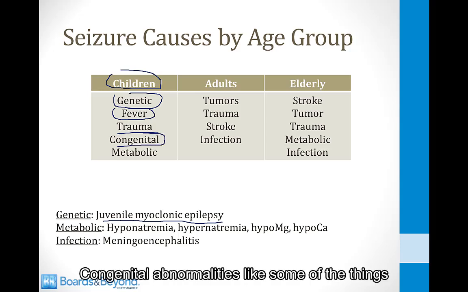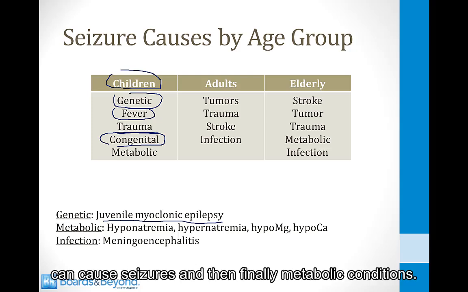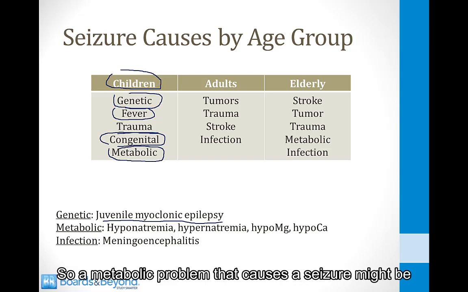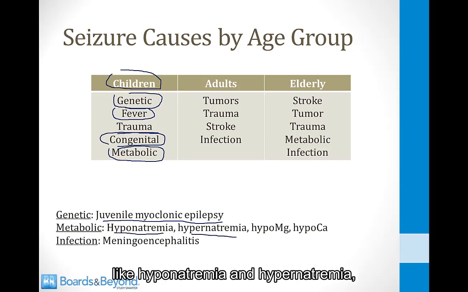Congenital abnormalities, like some of the things we talk about in the neuroembryology module, can cause seizures. And then finally, metabolic conditions. So a metabolic problem that causes a seizure might be hypoxia, or some of these things I've drawn down here, like hyponatremia and hypernatremia, low magnesium or low calcium.